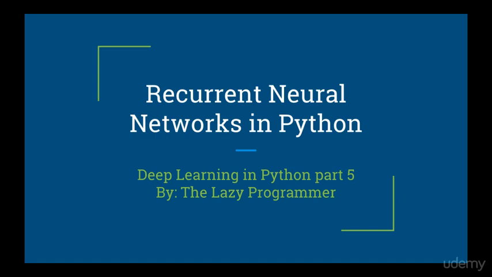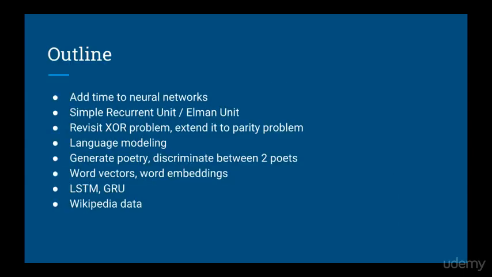So what's going to be in this course, and how will it build on the previous neural network courses and hidden Markov models? In the first section of the course, we are going to add time to our neural networks. I'll introduce you to the simple recurrent unit, also known as the Elman unit. We are going to revisit the XOR problem, but we're going to extend it so that it becomes the parity problem. You'll see that regular feed-forward neural networks will have trouble solving this problem, but recurrent networks will work because the key is to treat the input as a sequence.